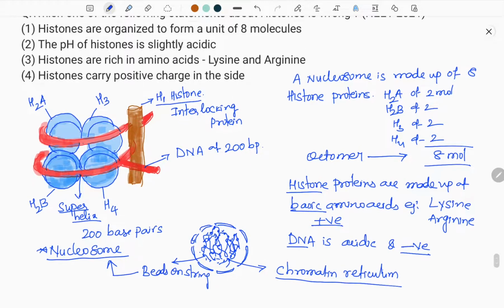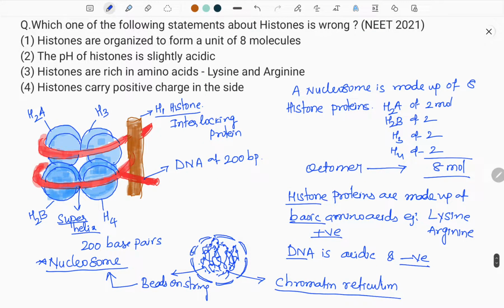Now let us see the question here. Which one of the following statements about histones is wrong? Histones are organized to form a unit of 8 molecules. This is very much correct. The pH of histones is slightly acidic. This is wrong. They are not acidic, they are basic. So the second one is the answer. Histones are rich with amino acids, lysine and arginine. It is correct. Histones carry positive charge on their side chains. This is also very much correct. Remember always, acidic is negative and basic is positive. So it's about histone proteins.